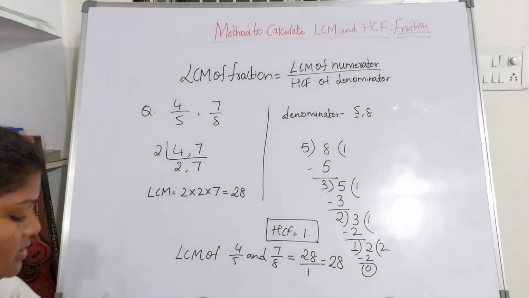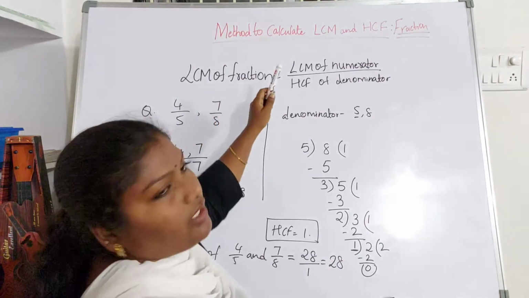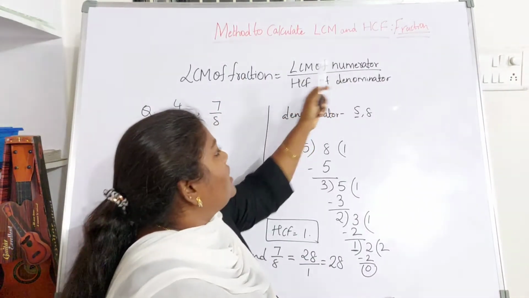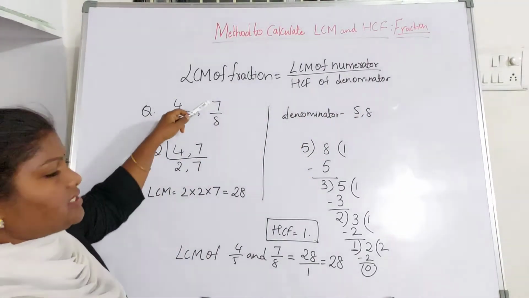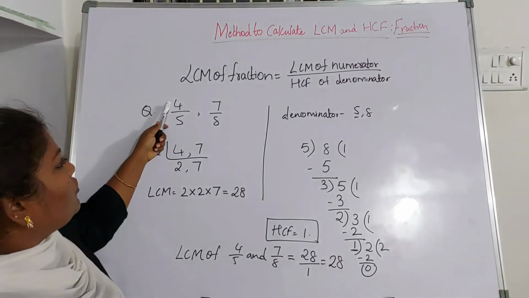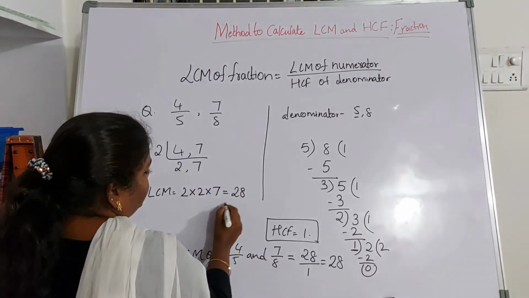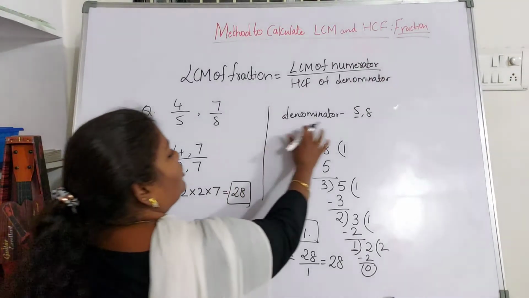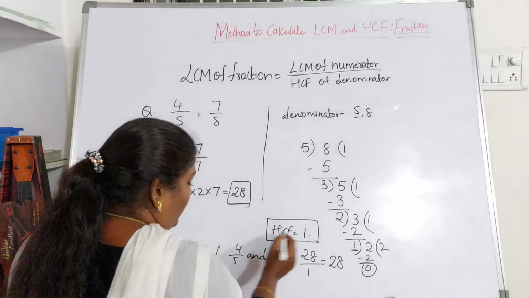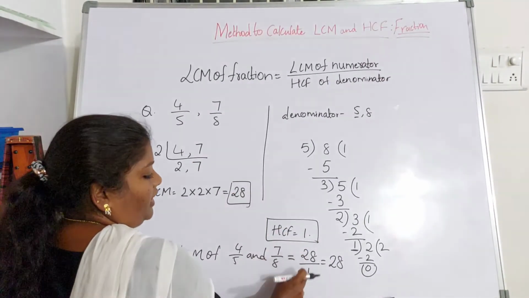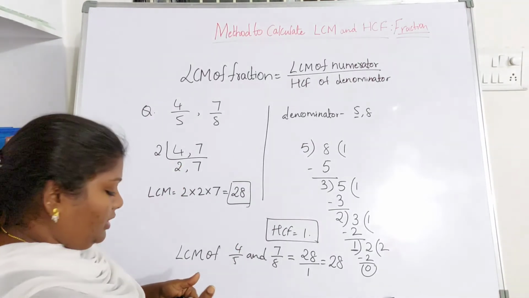I'll just repeat once again. The LCM of a fraction is nothing but you need to find the LCM of the numerators and the HCF of the denominators. I have taken the example 4 by 5 and 7 by 8. Here the numerators are 4 and 7, and I found the LCM as 28. I have taken the denominators, found the HCF, and got 1. So substitute in the formula: 28 by 1 is nothing but 28. So let me explain by taking one more example.